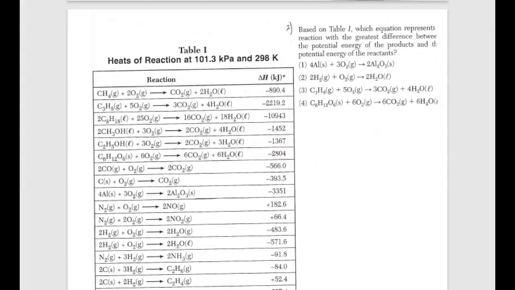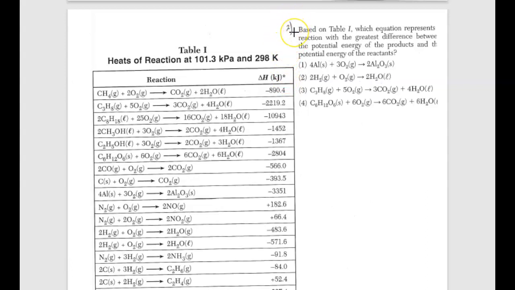Reference table I. Reference table I gives us heat of reactions associated with just a subset of all the reactions, of course, that we know. The first set are your combustion, then we have heats of formation, then we have down below salts dissolving in water. Let's take a look at this question.